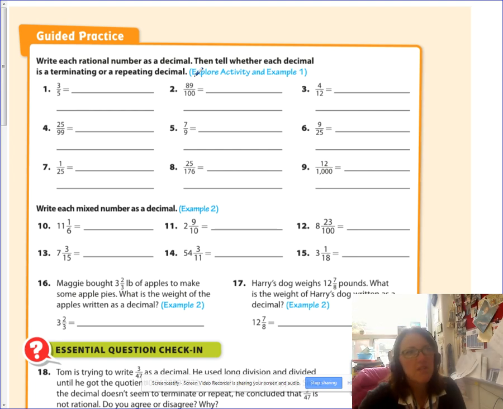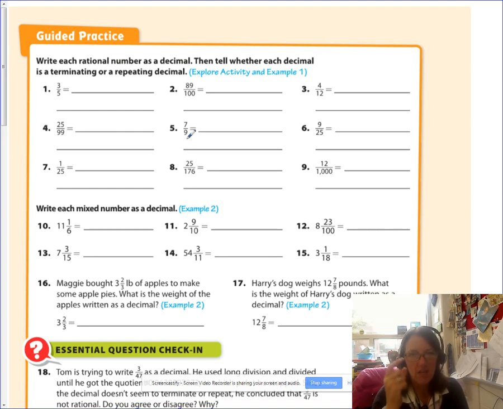Alrighty, today because we're in various stages, I wanted to kind of individualize things, let you correct some things on your own, and just talk a little bit more about rational numbers. Okay, now you've been seeing fractions for quite a while.